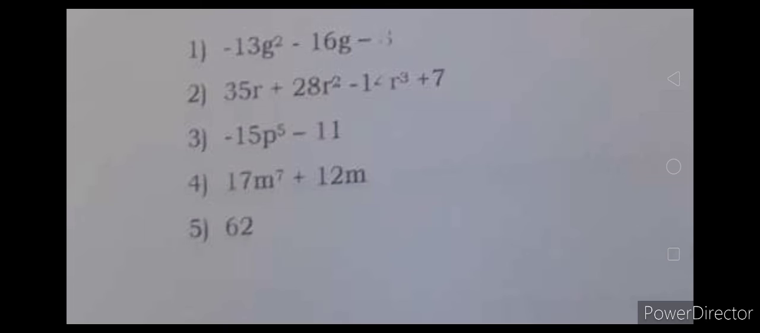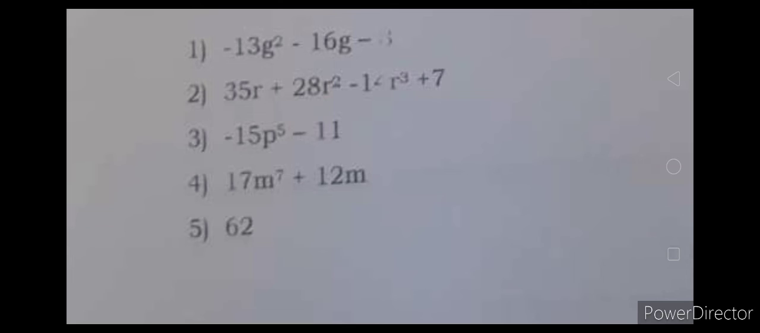Number 2, we have 35r plus 28r squared minus l squared r raised to 3 plus 7. So, pila ni ka terms? 35r, one term, plus another term is 28r squared, and another term is negative l squared r cubed, and another term is plus 7. So, 1, 2, 3, 4.